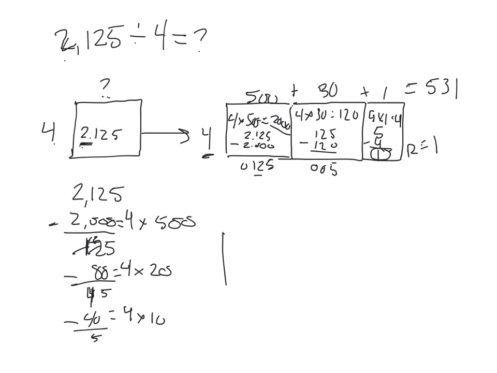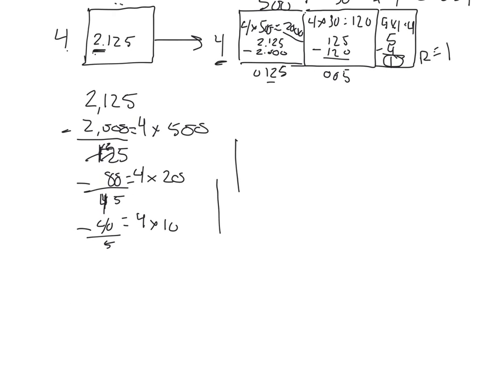Still not working here. So I'll move this down a little bit. So here I'm going to do 4 times 1 equals 4. I get 1. So that tells me my divisor, I can't make another group. It's smaller than my divisor. 1 is the remainder.